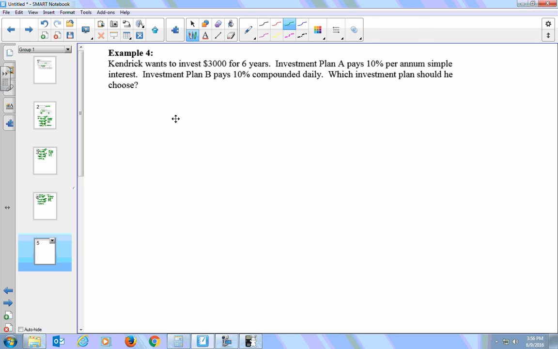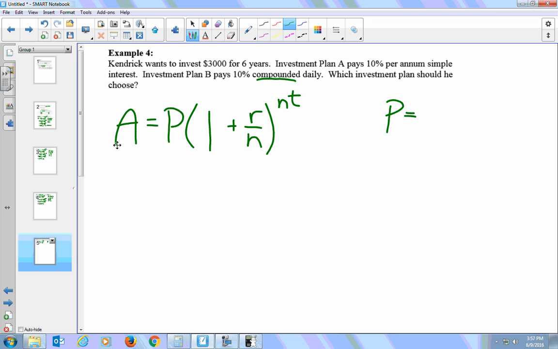Kendrick wants to invest 3,000 for 6 years. Okay, we might as well just get right into it. We know it's going to be compounded, so principal, rate, compounding time, and time. Write out our variables, our principal, our rate, compounding time, and our time. So the principal, Kendrick wants to invest 3,000. So that's how much he's starting with for 6 years. Time in years is 6.